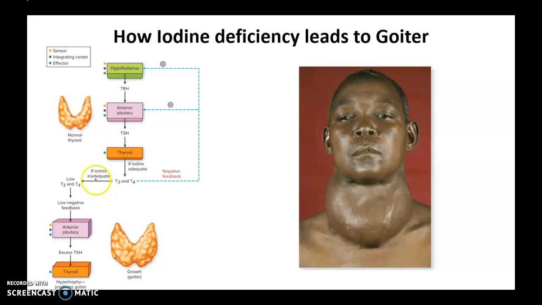However, if you have less iodide, then you have less thyroid hormone, so you have low T3 and T4. The T3 and T4 is so low that it cannot populate the receptors on the anterior pituitary and hypothalamus. So there is low negative feedback or no negative feedback, which causes the anterior pituitary to secrete even more TSH, which overstimulates the thyroid gland, and we have a hypertrophied thyroid gland. So your thyroid gland is super enlarged in this case.